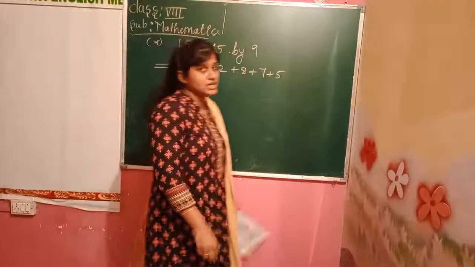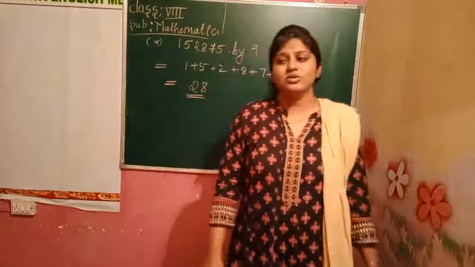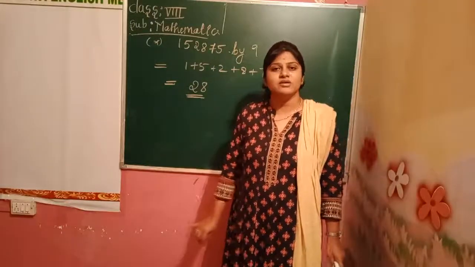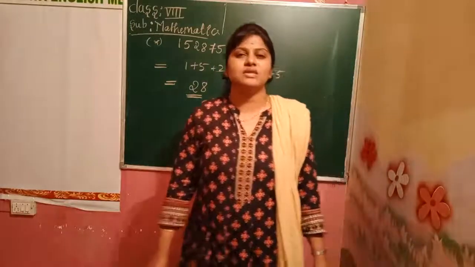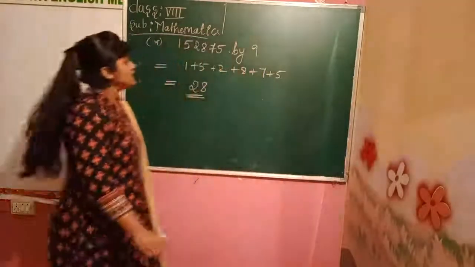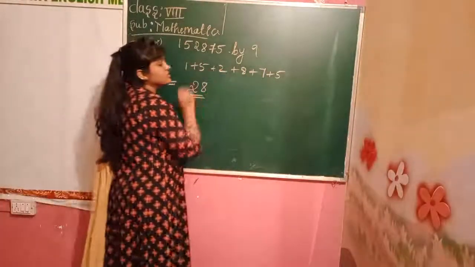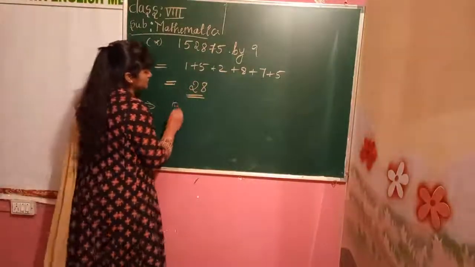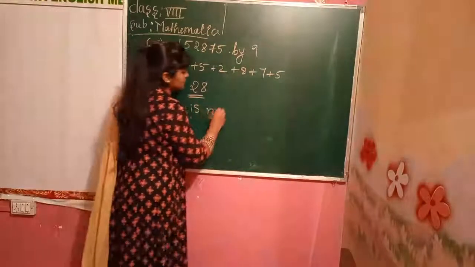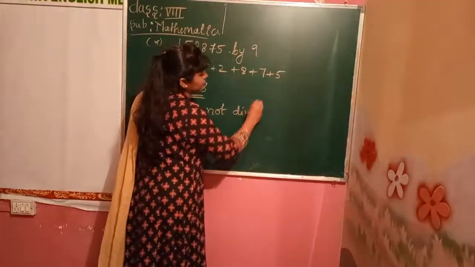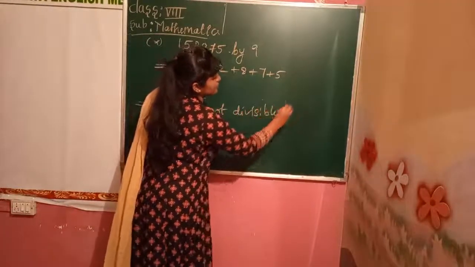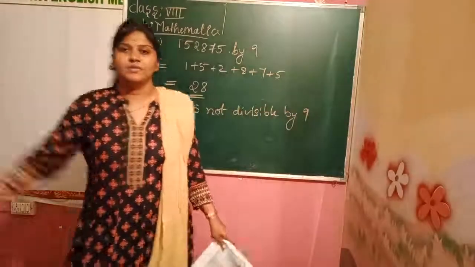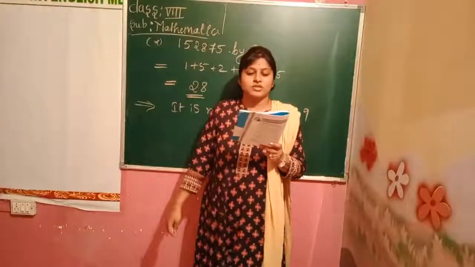In the 9 table, do we have 28? Check. You all know the tables now? Check it. Yes, in the 9 table we don't have 28. So what is the answer? It is not divisible by 9. Okay, we'll move on to the next one.